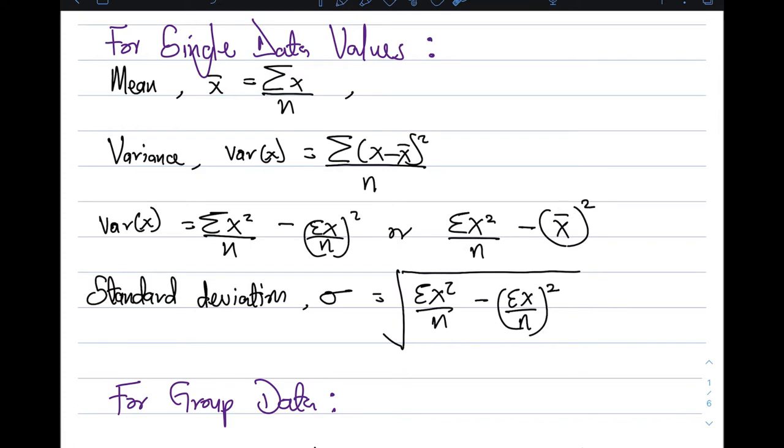So nothing changes. Now, standard deviation for single data values. The standard deviation is the square root of the variance. So if you look at this formula here, it is what we have there. Just take the square root of the variance and then you are good to go. Let me quickly tell you about the group data, then we start to solve questions on this particular topic, averages and then spread.